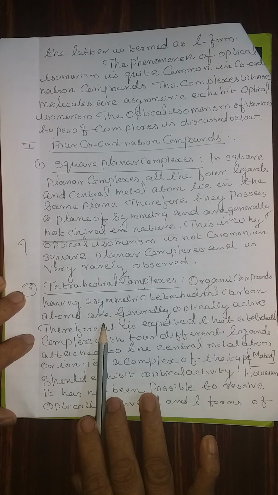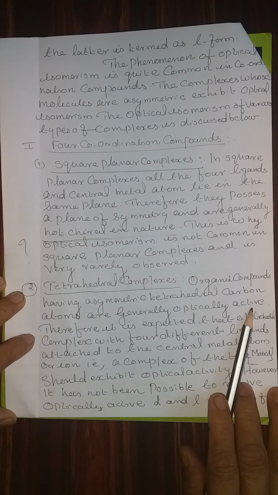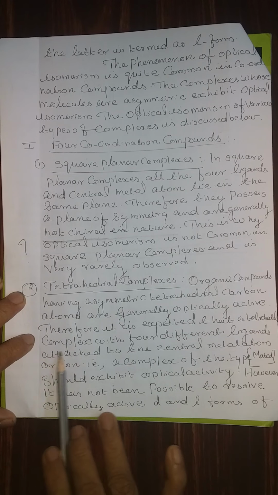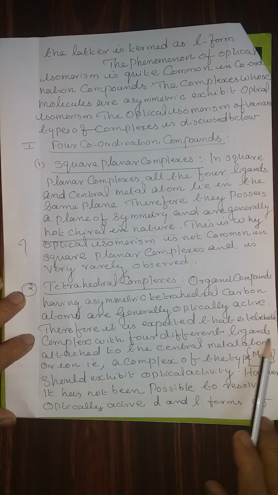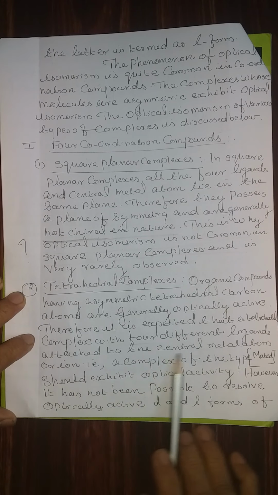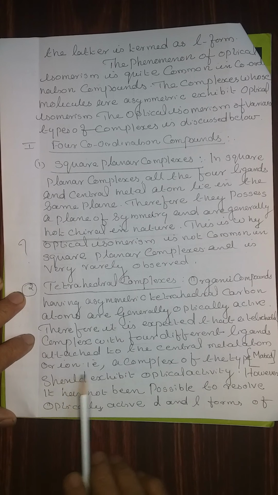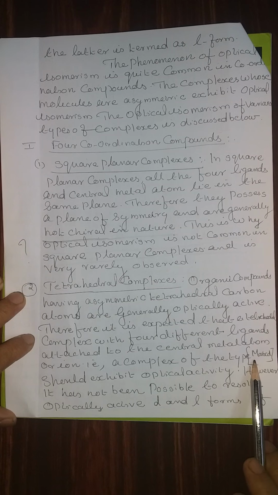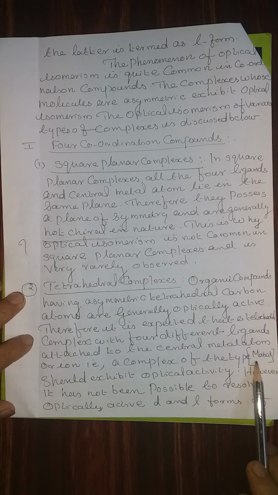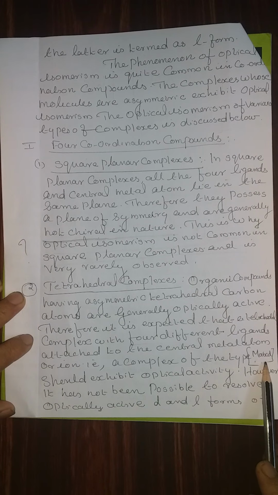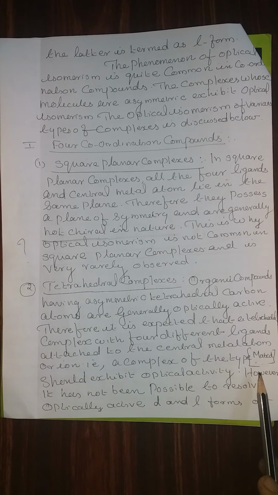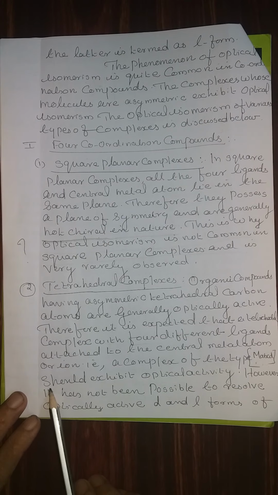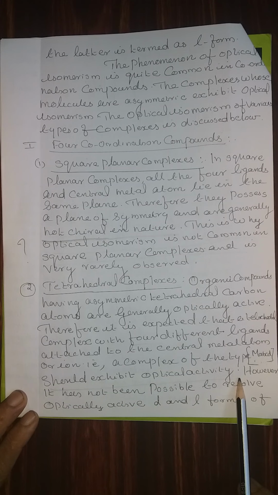2. Tetrahedral complexes. Organic compounds having asymmetric tetrahedral carbon atoms are generally optically active. Therefore, it is expected that tetrahedral complexes with 4 different ligands attached to a central metal atom or ion, a complex of the type MABCD, where M is the central metal ion and A, B, C, D represent the 4 ligands, should exhibit optical activity.